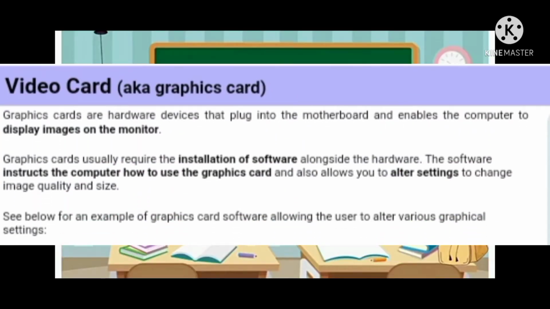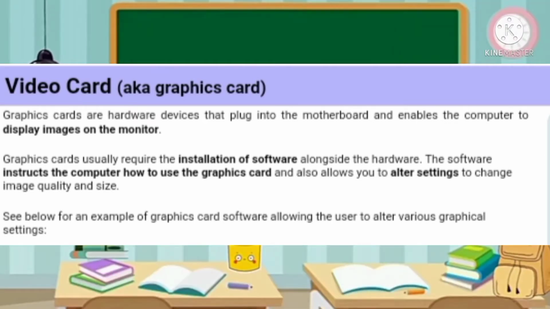Next topic is the video card, aka the graphics card. Graphics cards are hardware devices that plug into the motherboard and enable the computer to display images on the monitor. Graphics cards usually require the installation of software alongside the hardware.